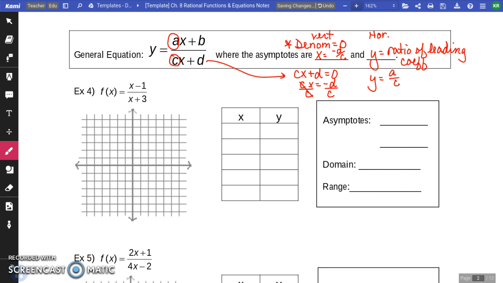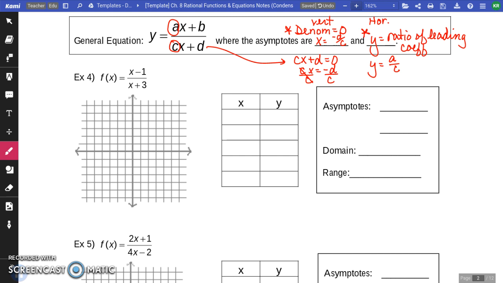Okay, again, don't memorize y equals a over c. What you want to focus on is this concept of ratio of the leading coefficients. So if our numerator is an x squared instead of an x, you are going to use this concept of the leading coefficient. Okay, so that's what I want you to focus on. All right, so let's look at number 4.